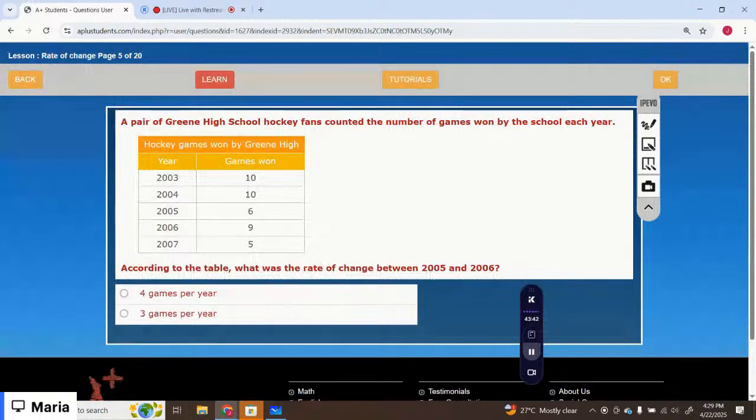A pair of Greenhouse High School hockey fans computed the number of games won by the school each year. According to the table, what was the rate of change between 2005 and 2006? That is 3 games per year. Option number two is the correct option.